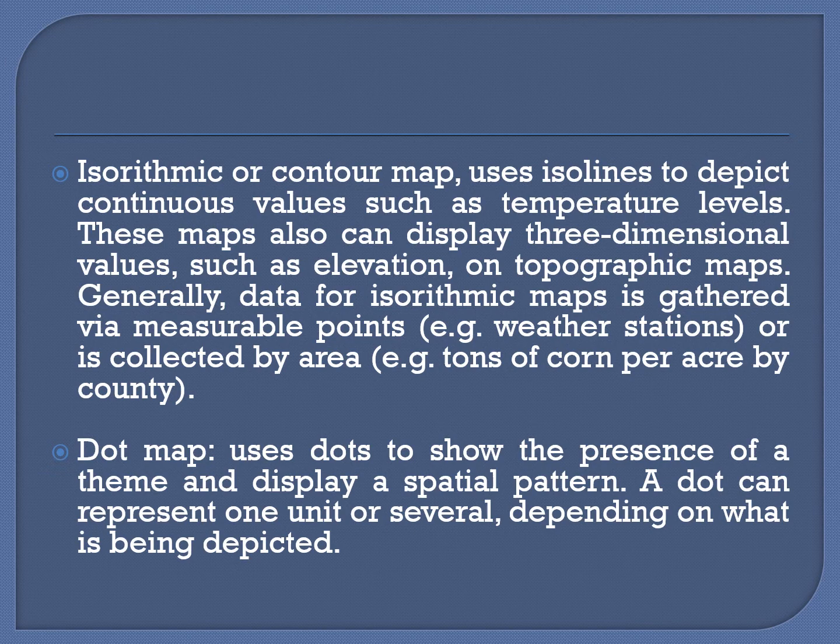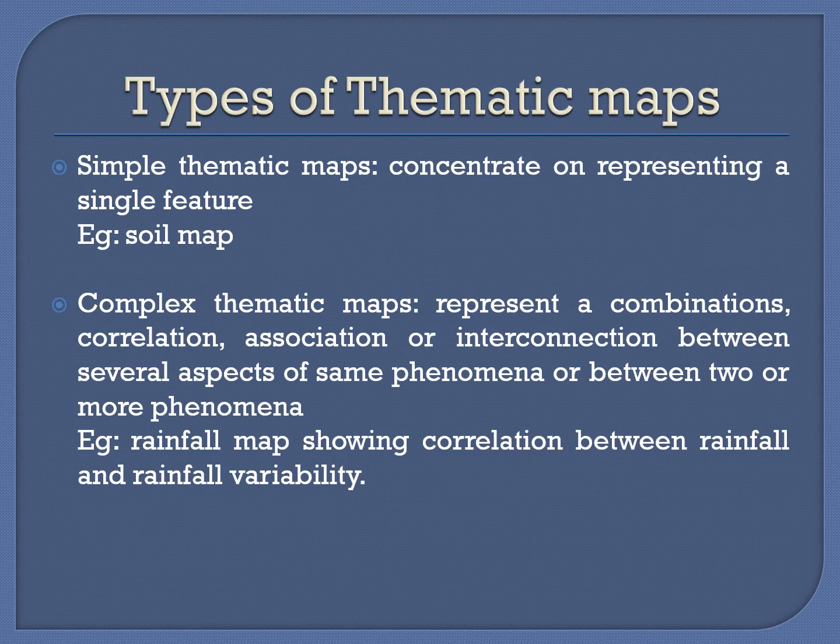And the last but not the least is the dot map. Generally, this dot map is used to represent the spatial pattern of a phenomenon. Even one dot can represent a unit. It can be 5 or 10, even 1. So depending upon what is depicted, the dot has a value. It always shows the presence of a theme to display a spatial pattern.